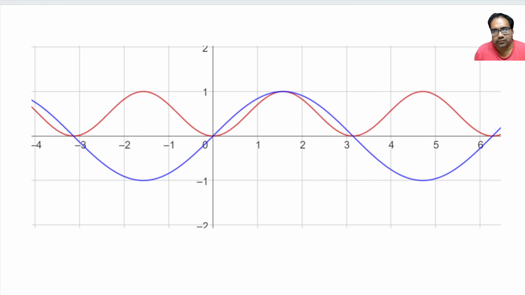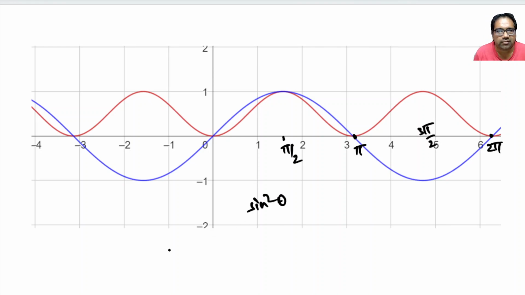Sine theta we know. Sine theta graph is this blue line, right? So the graph will repeat itself after every 2 pi, 2 pi period. Okay, 2 pi is roughly 6.2, right? So pi is roughly 3.1. This is pi. This is 2 pi. At pi by 2 it is 1. At 3 pi by 2 it is minus 1. This is the sine graph, the blue one. Right. Now sine square theta.